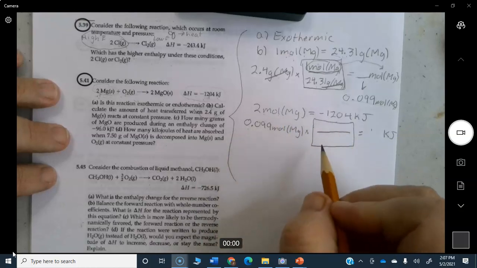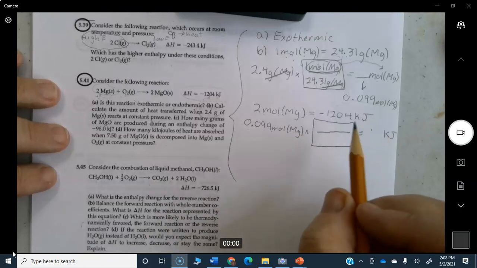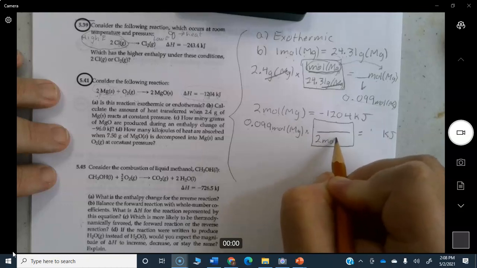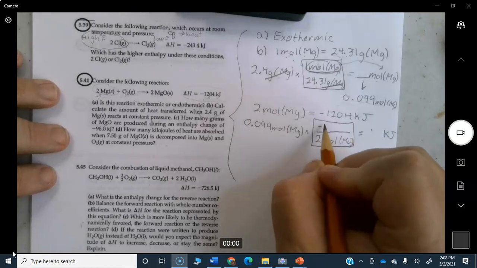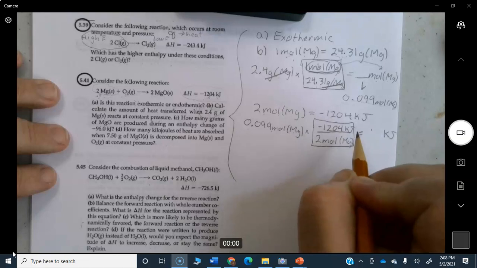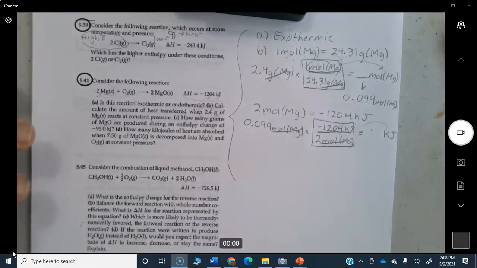What has to cancel here? You have moles of Mg at the beginning. You want to end up with kilojoules. So we're going to put 2 moles at the bottom and the 1204 kilojoules at the top. So moles of Mg cancels with moles of Mg, and you end up with kilojoules on the top. See, it's the way you set up all these problems like this, all right?